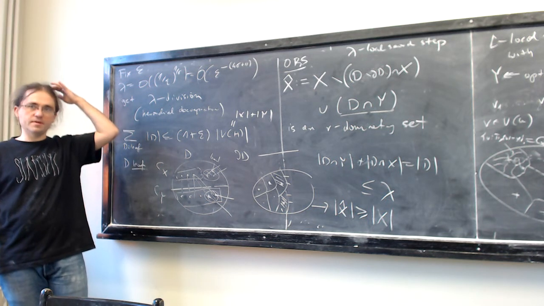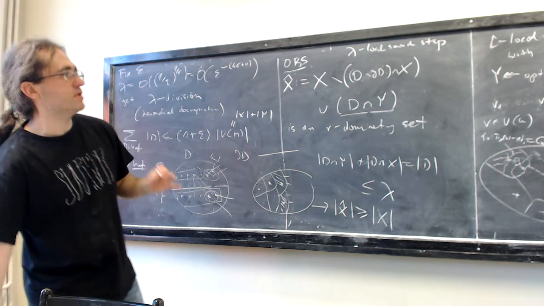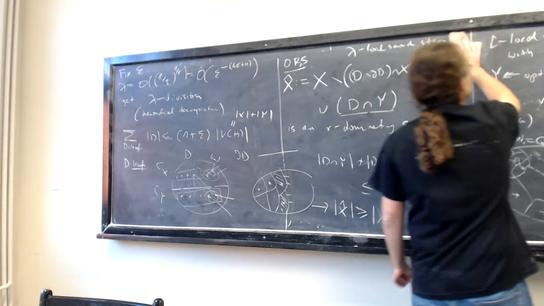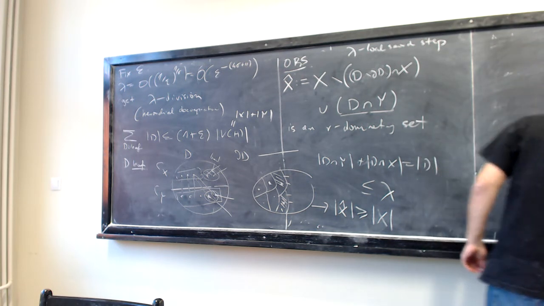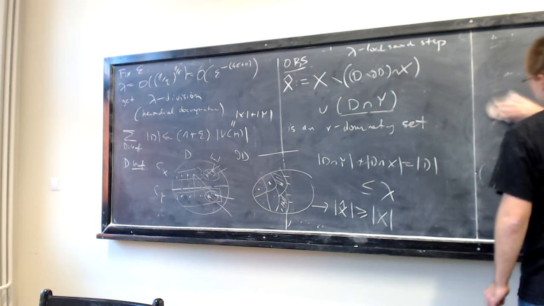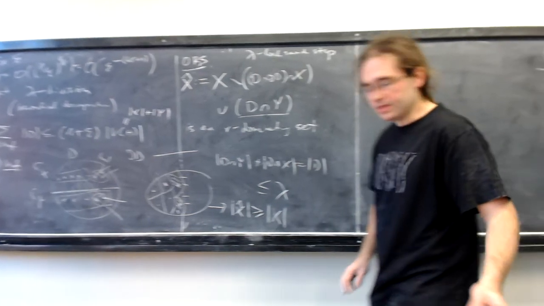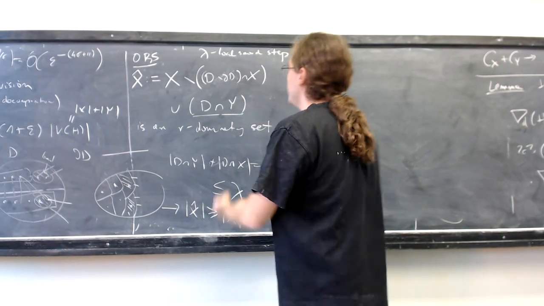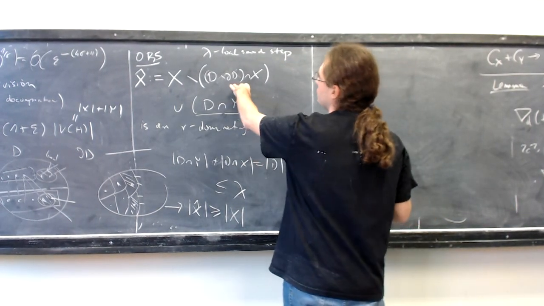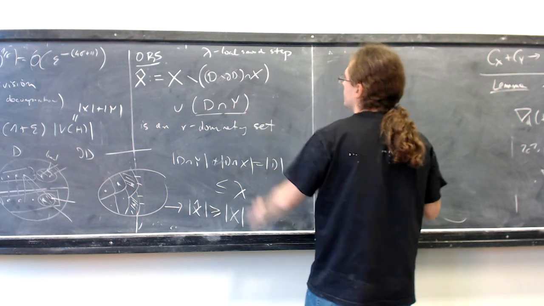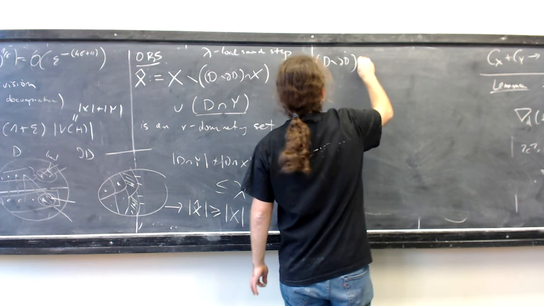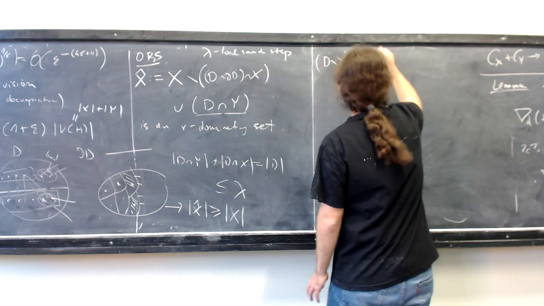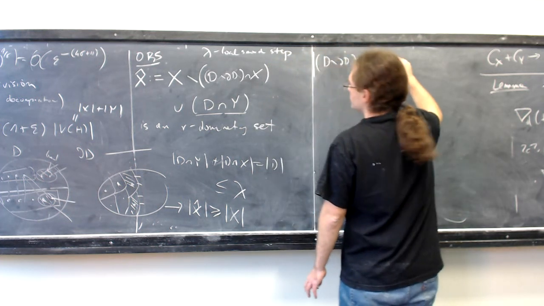So what I want to say now is that let's do the operation and end up with the computation. What does it mean? That what we remove is always smaller than what we add. So D minus sigma D intersection X is always not larger than what we add.